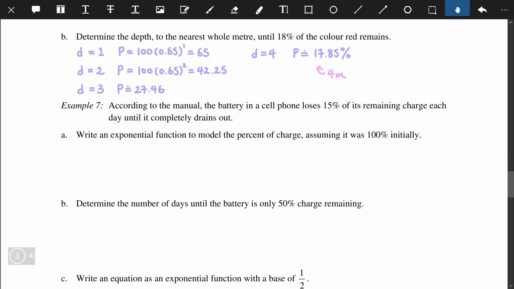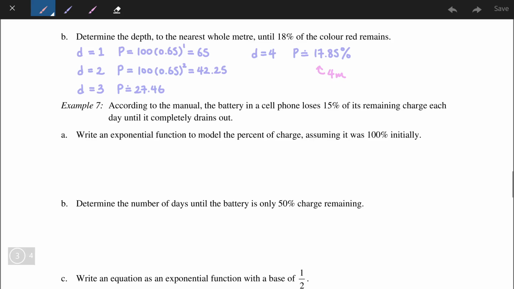Next one, according to the manual, the battery in a cell phone loses 15% of its remaining charge each day until it completely drains out. So very similar to the previous question, the remaining charge is equal to 100%, and then it's a 15% decrease, so 1 minus 0.15 to the number of days. So let's just call that n. So that will be c is equal to 100 and then 0.85 to the n power.